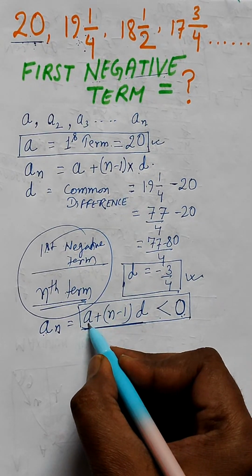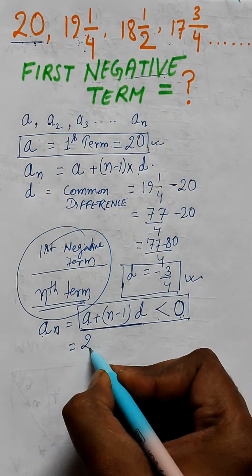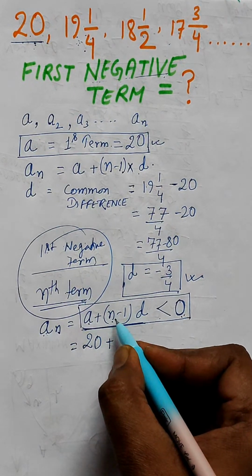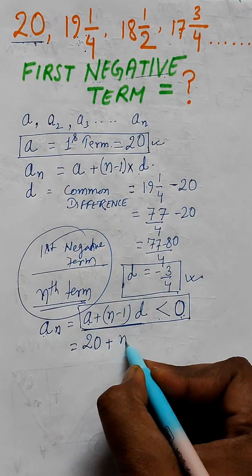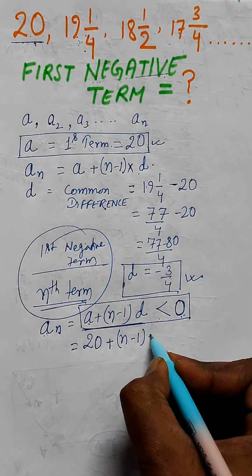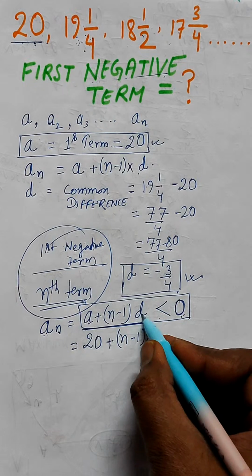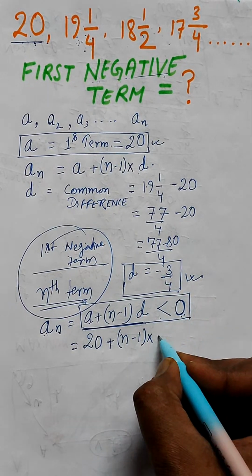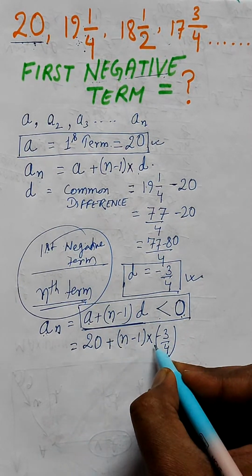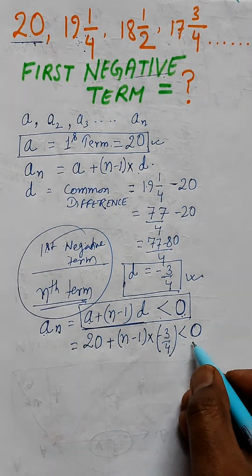Just put the value of a of the AP as 20, and n is what we need to calculate, that nth term will be the negative term. So keep it as it is, n minus 1 into d. What's d? The d is minus 3/4, which we have calculated, right? And this entire value will be less than 0, not less than or equal to, it's less than 0.